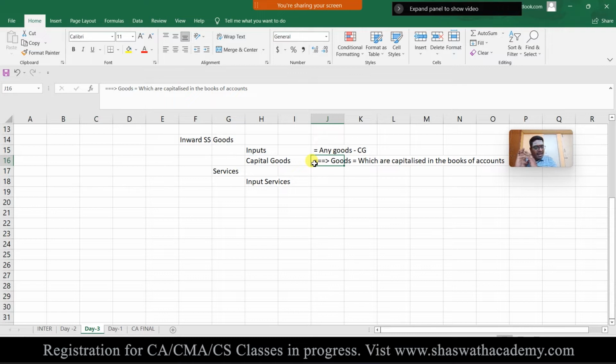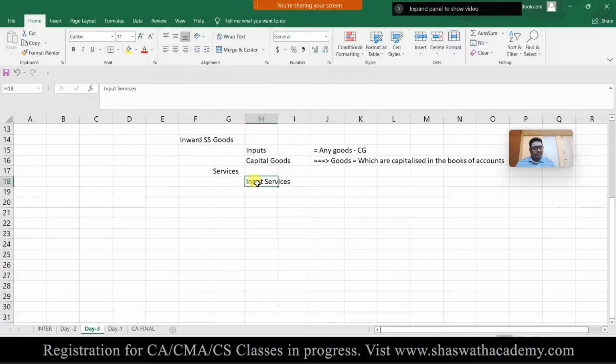So inputs is a balancing figure definition. You need not break your head. Unlike the erstwhile old era, where they defined inputs as raw materials, spares, accessories, and all those things. It is not defining; it says simpliciter. Capital goods, you all know Accounting Standard 10 will apply, plant, property and equipment. Accordingly, you please classify what is capital goods. That's why the law says it's a balancing figure definition.